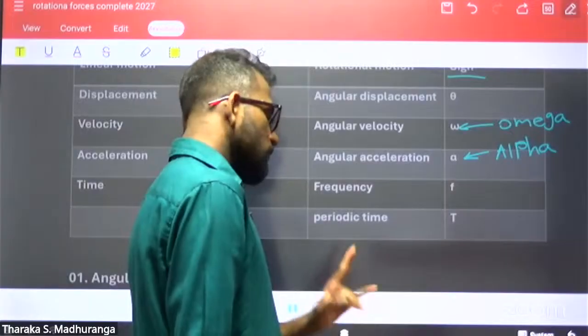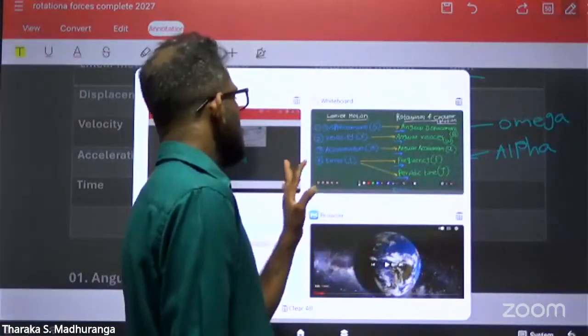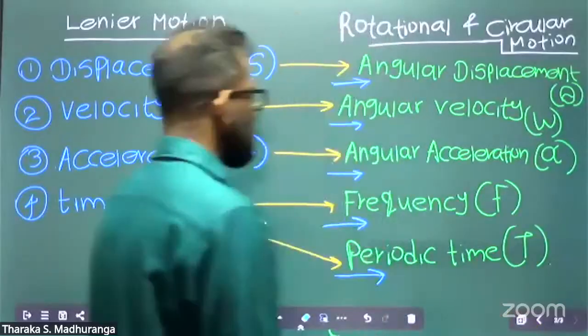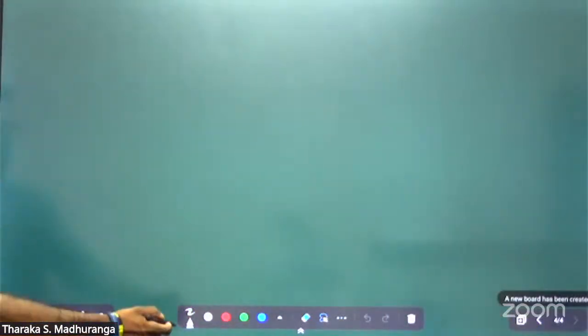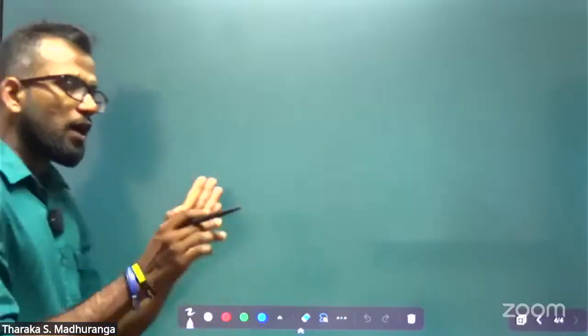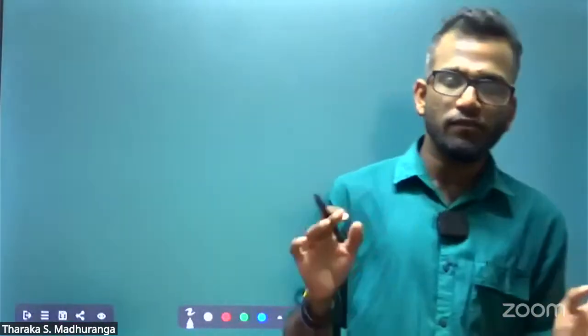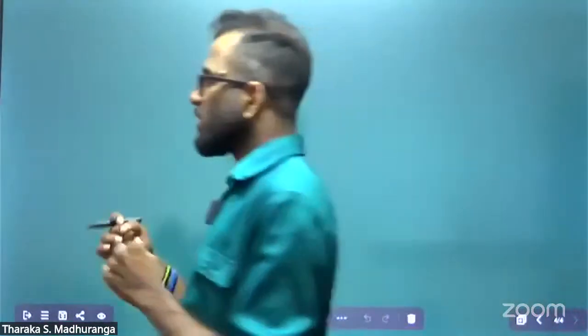Okay. Come to first subtopic. First subtopic, the angular displacement. I'm not going to again discuss linear motion. Now we come to the lesson on angular displacement. This is our first subtopic, the first physical quantity that measures rotational and circular motion.